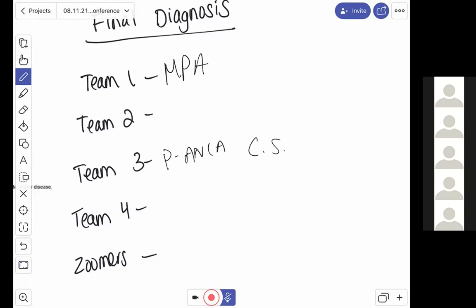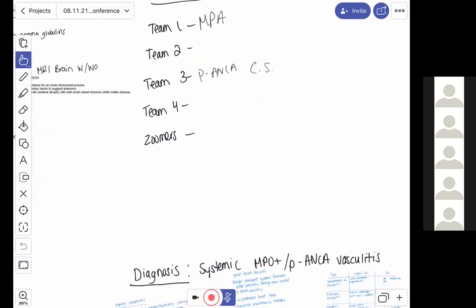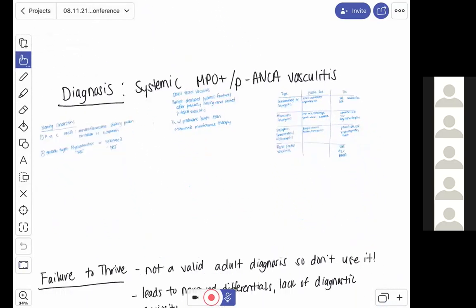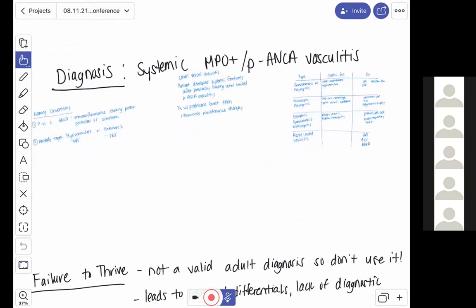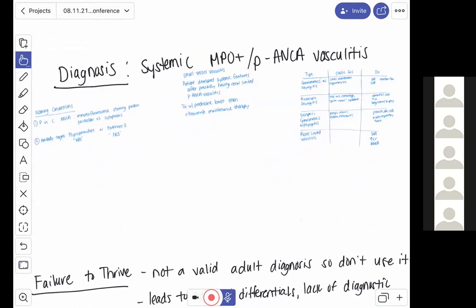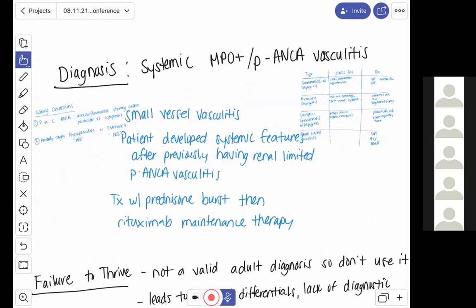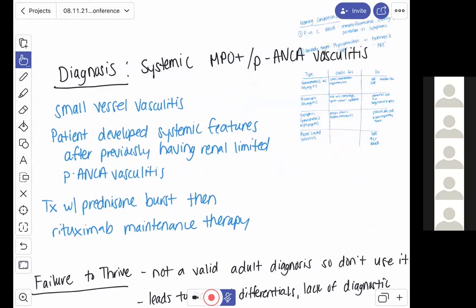All right, you guys ready for the final reveal? Okay, so our final diagnosis for this guy was a systemic MPO positive ANCA vasculitis. Love that you guys both got to the rheumatology area by the end of your diagnoses, and we'll walk through each of the pieces of information.